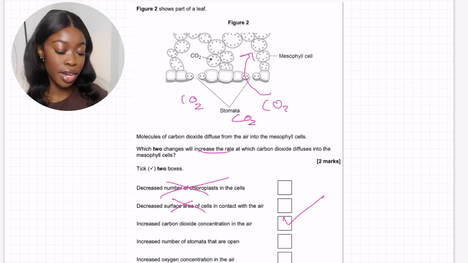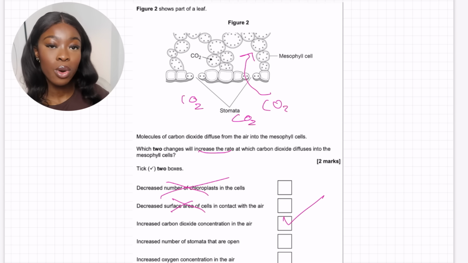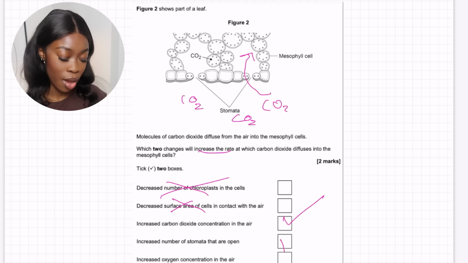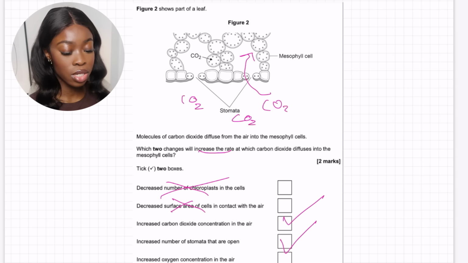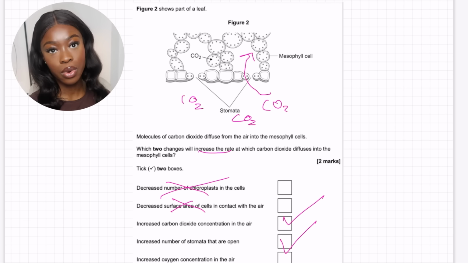We also need to find another option. They said an increased number of stomata that are open. If more stomata are open, that means more carbon dioxide can enter the cells, and that will ultimately increase the rate of diffusion as well. So I would say yes. And then they said increased oxygen concentration in the air. This has nothing to do with the carbon dioxide, so it will not increase the rate.